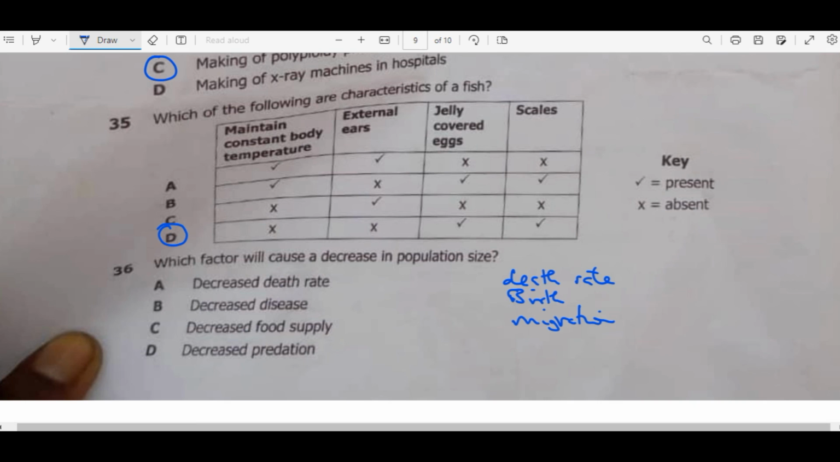So decrease in death rate, no, this is not the answer, unless it was high death rate, yes. And then decrease in diseases, it means that there are no diseases. And then decrease in food supply, we find that people would still be reproducing even if food supply is low. So the answer is decrease in predation.